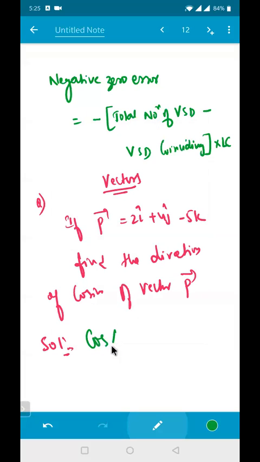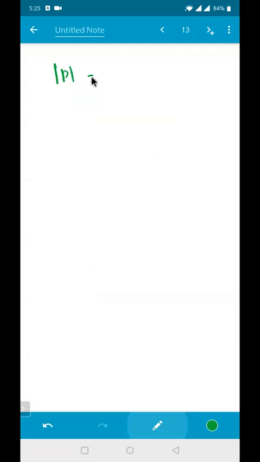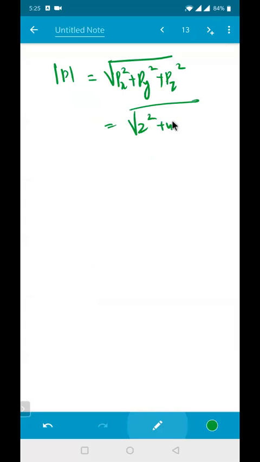So if I'm writing the cosine along the x-axis, cos alpha is equal to px by mod p. In the same way, cos beta along the y-axis is py by mod p, and cos gamma is equal to pz divided by mod p. You know how to take out mod p. Mod p is equal to the under root of px square plus py square plus pz square. Simplifying, this is under root of 2 square plus 4 square plus minus 5 whole square. 2 square is 4, 4 square is 16, 5 square is 25. So that comes out as root 45.